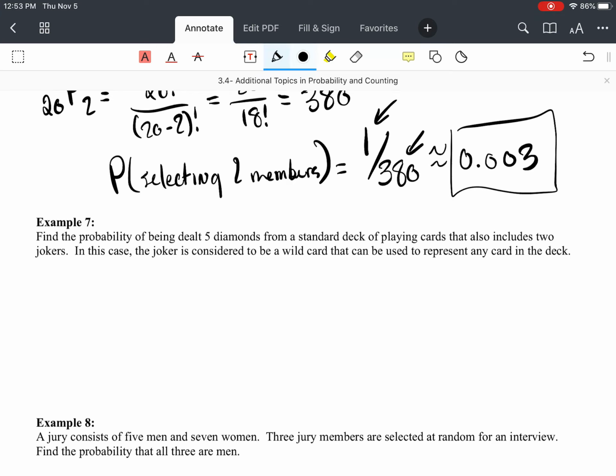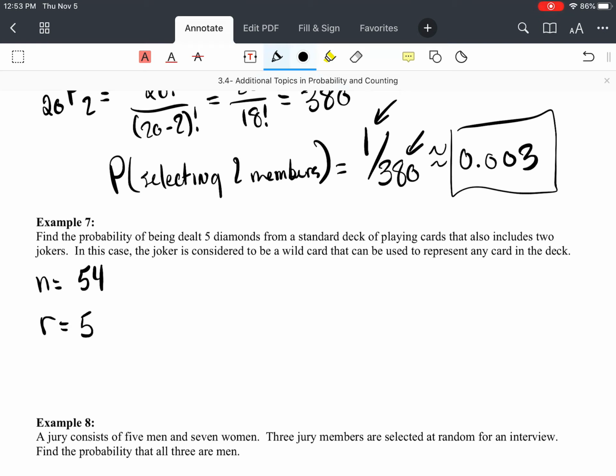It says we want to find the probability of being dealt 5 diamonds from a standard deck of playing cards that also includes the jokers. In this case, the joker is considered to be a wild card that can be used to represent any card in the deck. So the first thing, we need to know what n is. A standard deck has 52, and we're including the 2 jokers, so we actually have 54 cards in the deck. And we're choosing 5.